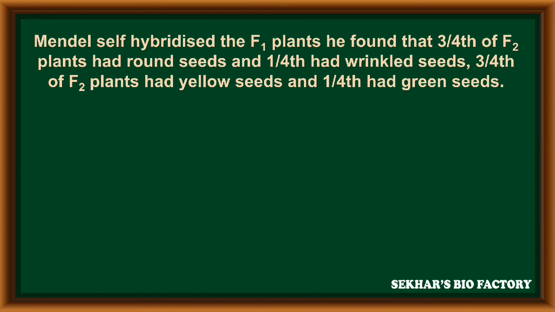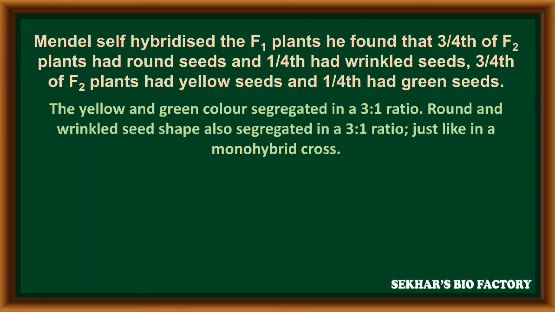Mendel self-hybridized the F1 plants and he found that 3 by 4th of F2 plants had round seeds and 1 by 4th had wrinkled seeds. In a similar way, 3 by 4th of F2 plants have yellow seeds and 1 by 4th have green seeds, separately. The yellow and green color segregated in a 3:1 ratio. In a similar way, round and wrinkled seed shape also segregated in a 3:1 ratio just like the monohybrid cross.